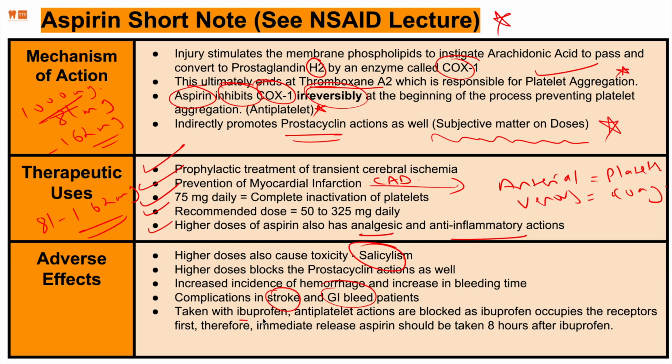And once you take it with ibuprofen, antiplatelet actions are blocked as ibuprofen occupies the same receptors first. Then immediate release aspirin should be used, taken 8 hours after ibuprofen. So don't mix ibuprofen with aspirin. That's a bad combination because the dose throws off.